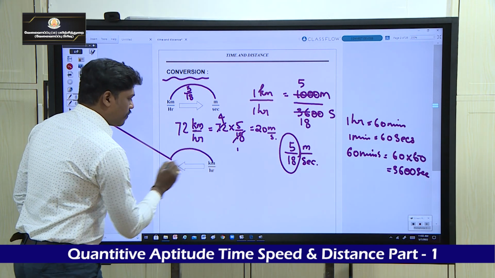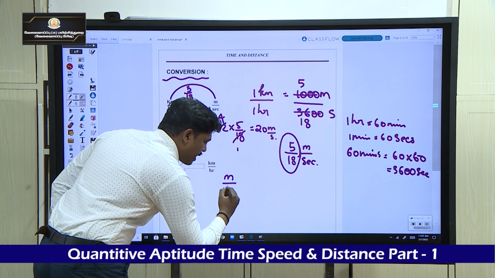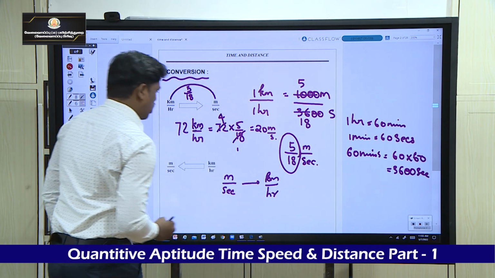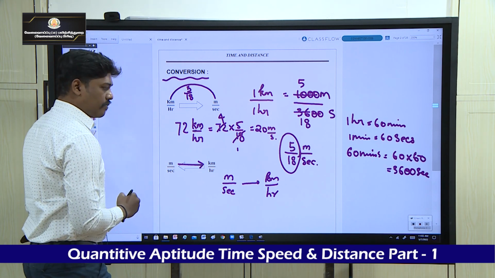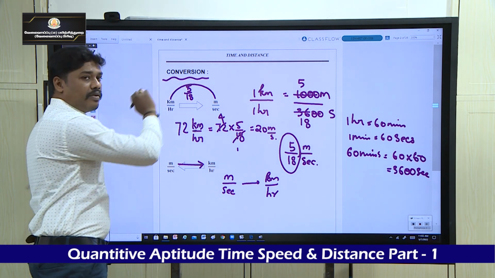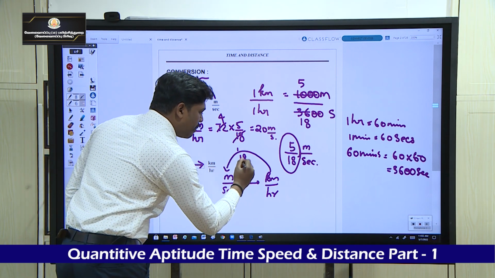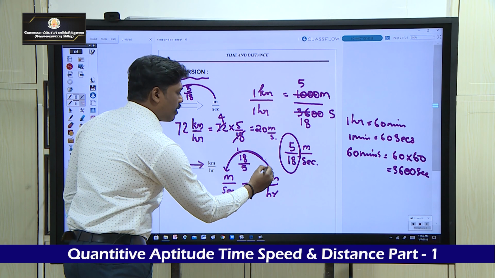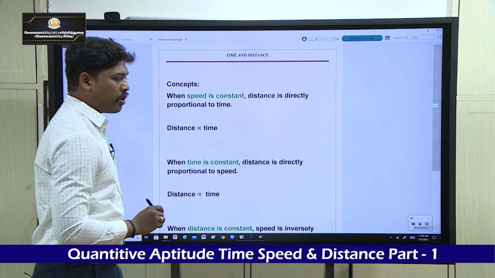Now here we have the vice versa. How can we convert meter per second to kilometer per hour? Kilometer per hour to meter per second means multiply by 5 by 18. So when converting vice versa, meter per second to kilometer per hour, multiply by 18 by 5. Next is an important concept here.